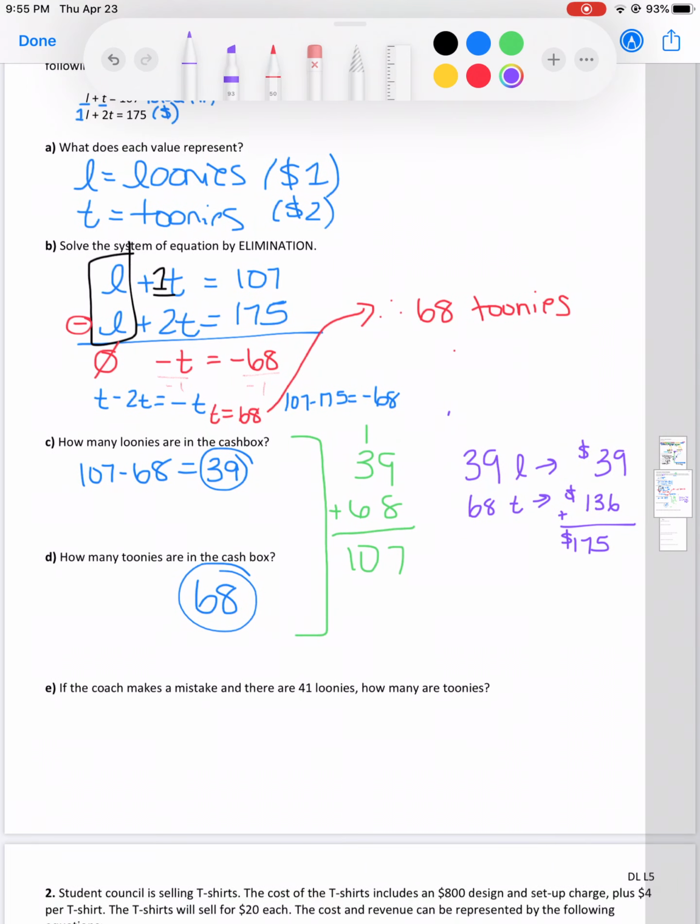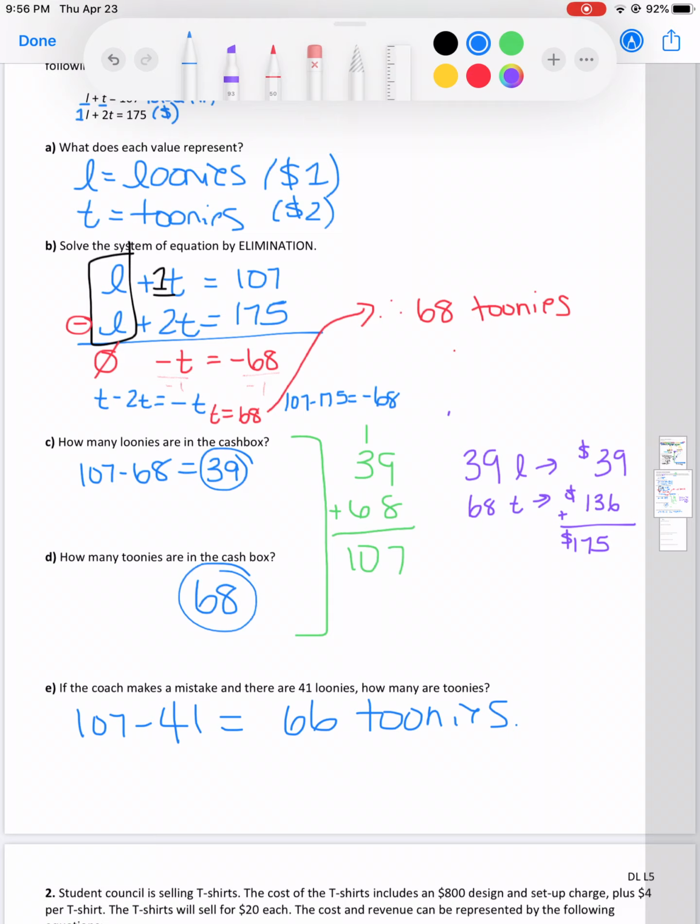And then if the coach makes a mistake and there are 41 loonies, how many toonies are there? Well, then we just do the math again. 107 minus 41. 66. And then you could do the math of the money to figure out if it adds up. Okay, well, hope that makes sense.